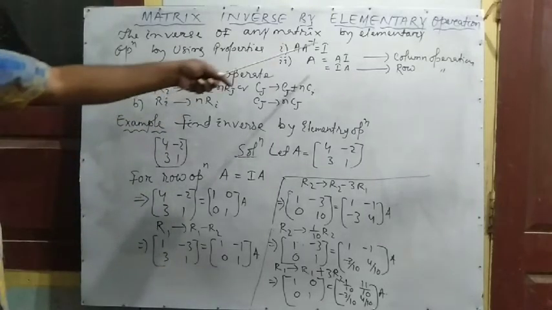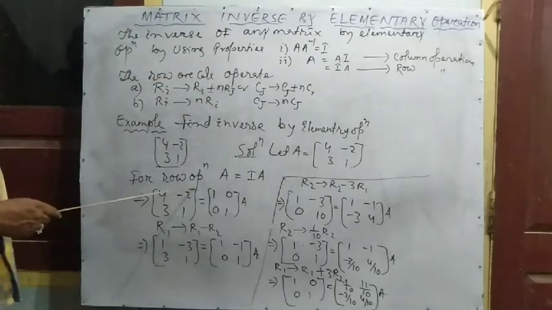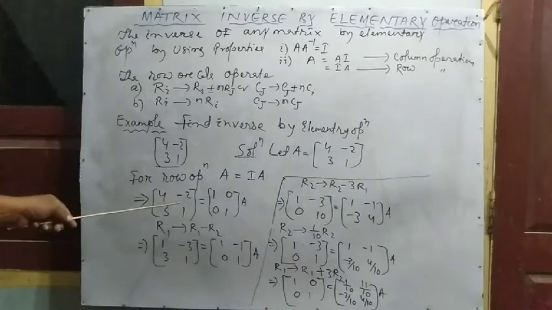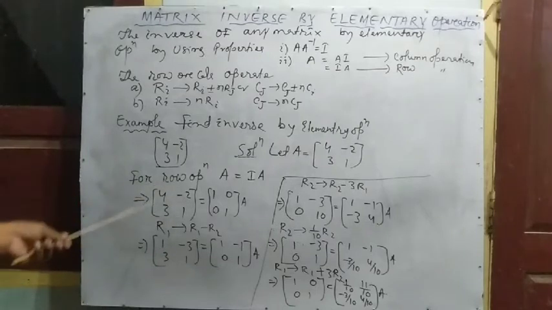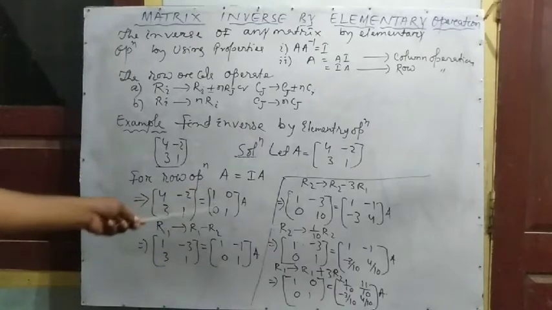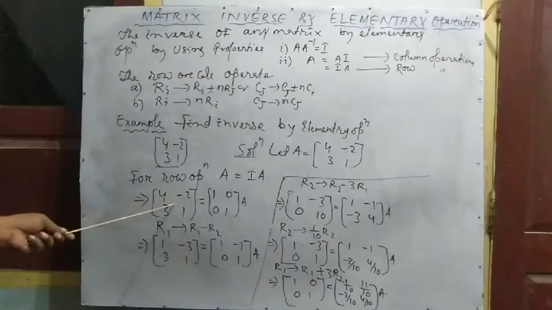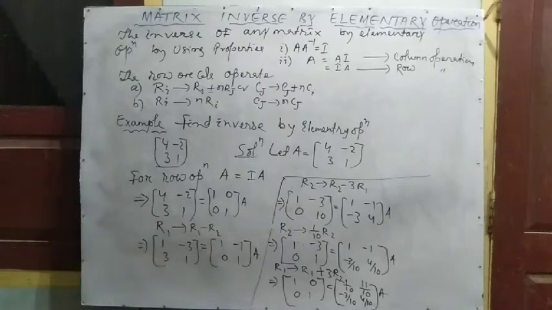Here is the property: I equals A into A inverse. You have to convert the left side matrix into the identity matrix. When we change this matrix into the form of identity, the resulting matrix on the other side is the inverse of the given matrix.